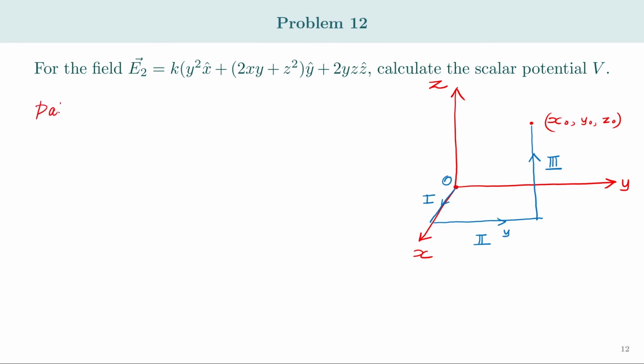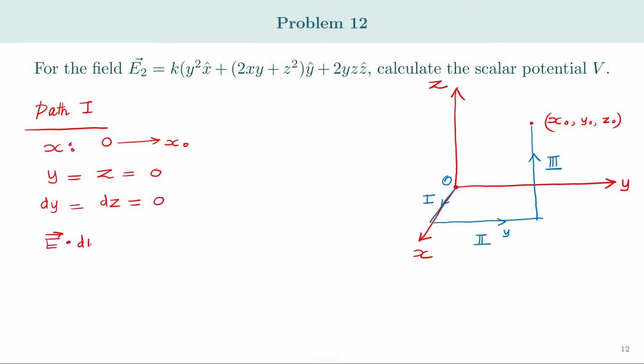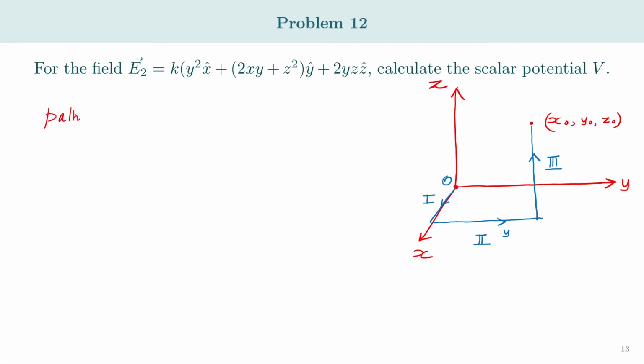Okay, so for path 1, we see that x changes from 0 to x0. And for path 1, y equal to z equal to 0. And from this equation, we have dy as equal to dz as equal to 0. And when we insert all these values into the line integral E dot dl, this will be equal to 0. Now let us consider path 2.